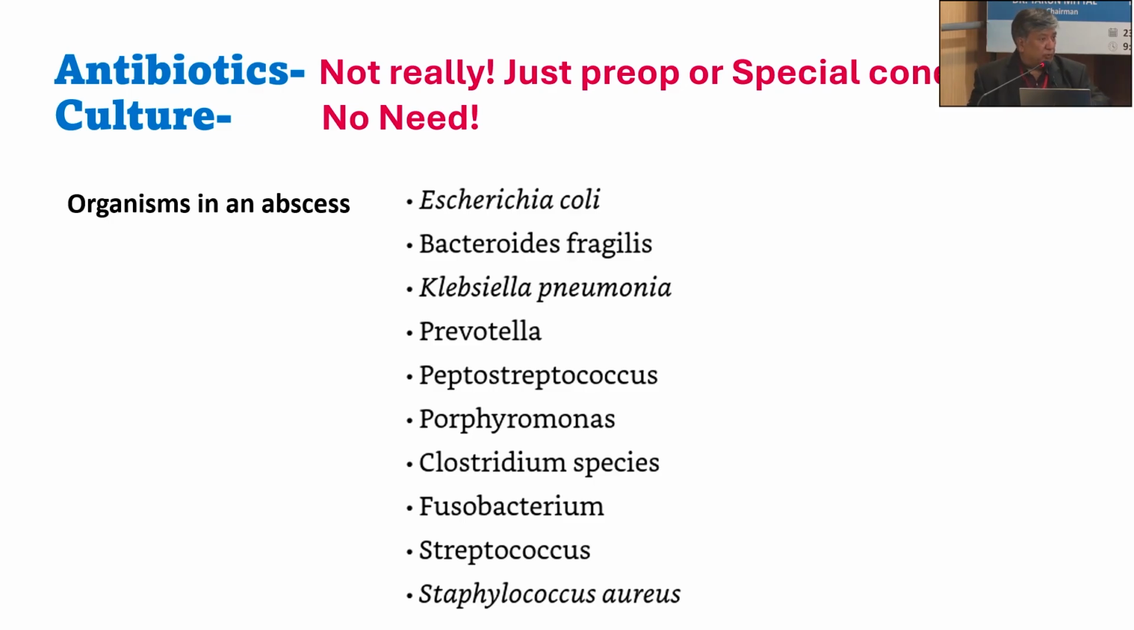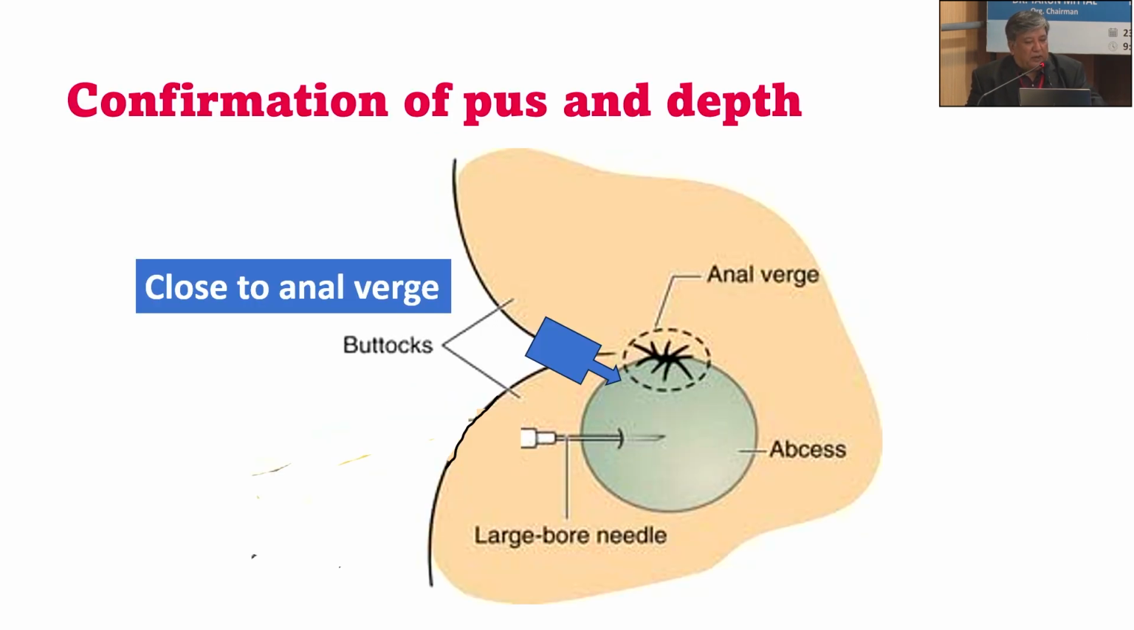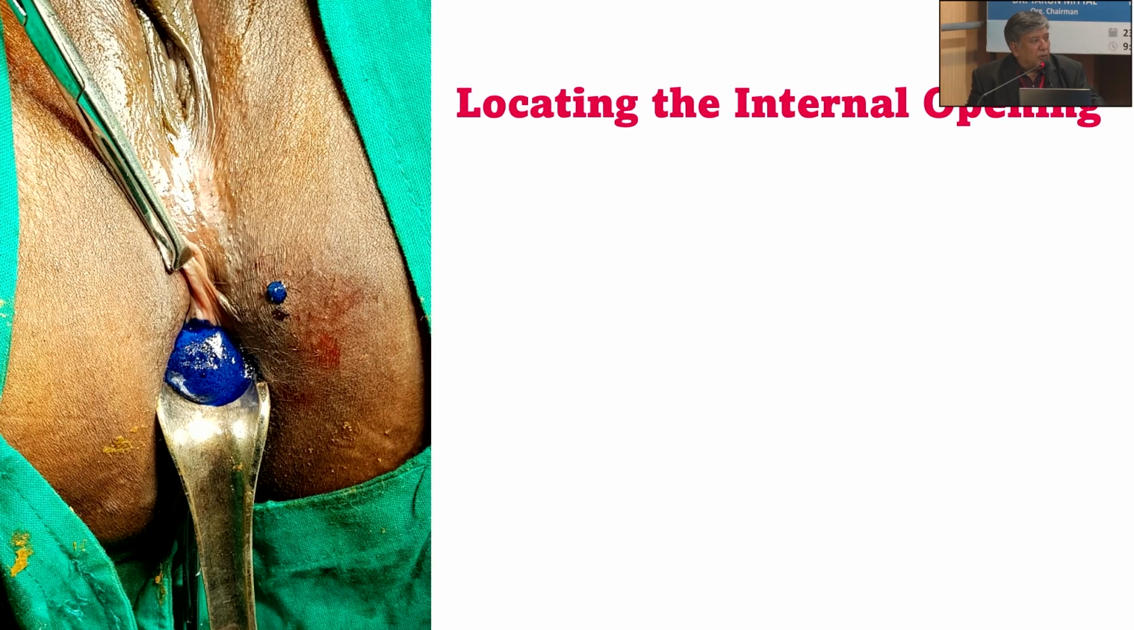This is literature proof, not mine. It's in the literature. You don't need to do a culture. Don't wait for fluctuation. Needle aspiration, confirm, and then drain. In a normal abscess, we just drain it. But if you are going to drain it by aspiration, do it as close to the anal canal as possible, and put 1 cc of methylene blue and a few drops of hydrogen peroxide, and that will show you where the internal opening is.